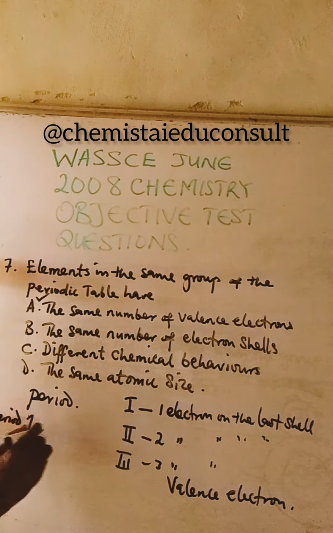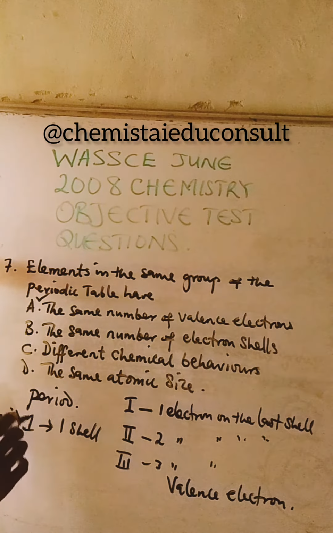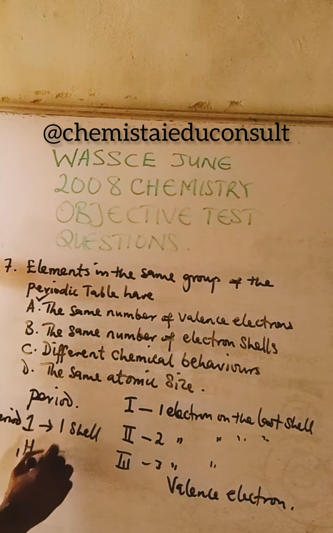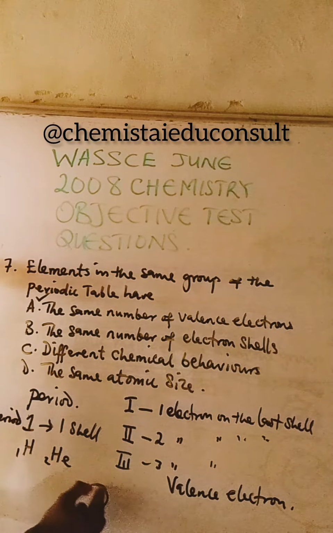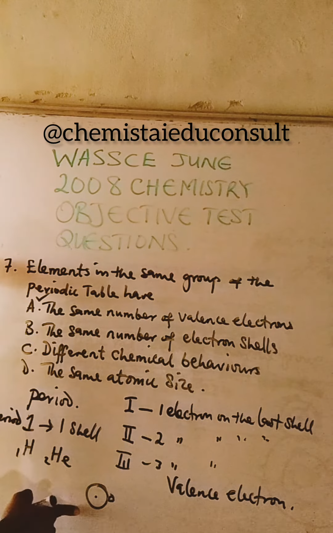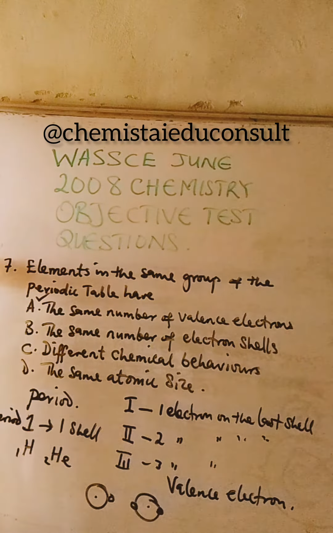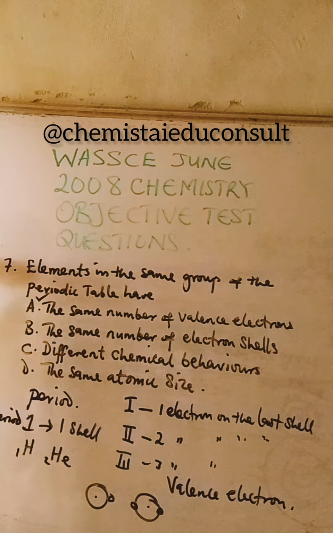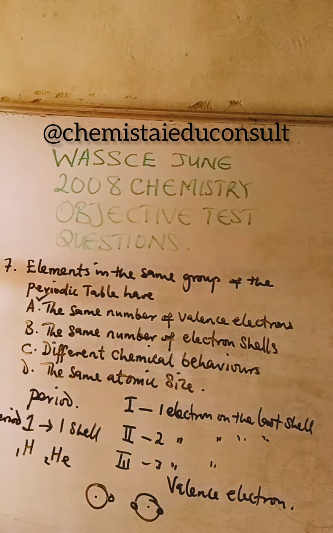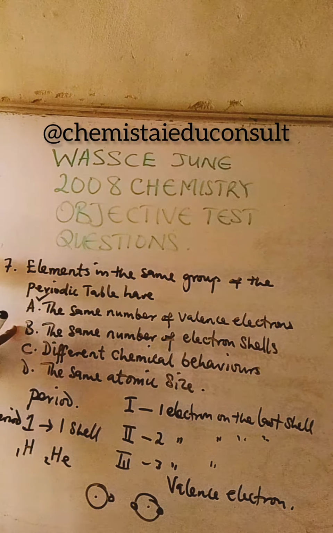Period 1 elements have 1 shell. There are 2 elements in period 1, hydrogen and helium. Hydrogen has 1 electron, and the electron is placed in 1 shell. Helium has 2 electrons, and the 2 electrons are placed on the shell. Both of them have 1 shell, and that is why they are placed in period 1. Period 2 elements have 2 shells, and so on and so forth. So B is not the answer.